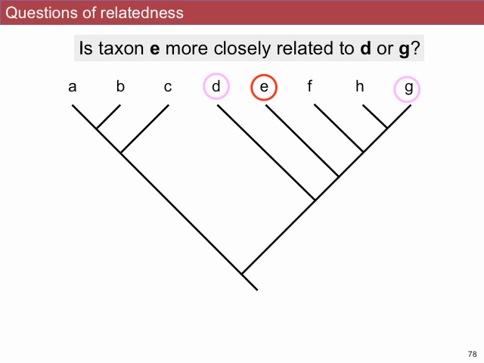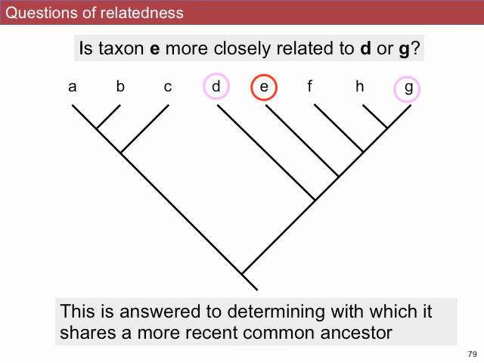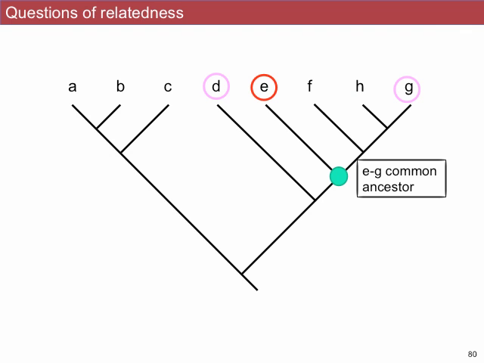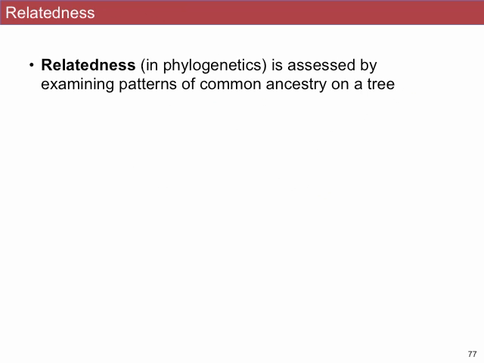And by relatedness, what we mean here is phylogenetic relatedness. You know, not first cousin, second cousin, third cousin type of thing, but relatedness of individual species to each other, for example, or phyla to each other. And it's assessed just like we do with monophyly, by examining patterns in a phylogenetic tree. And the way you will see this commonly is to see a question or a statement like this. Is taxon E more closely related to D or to G?